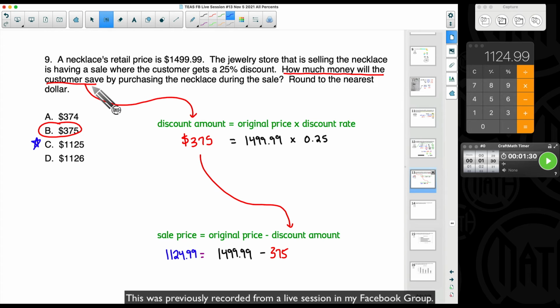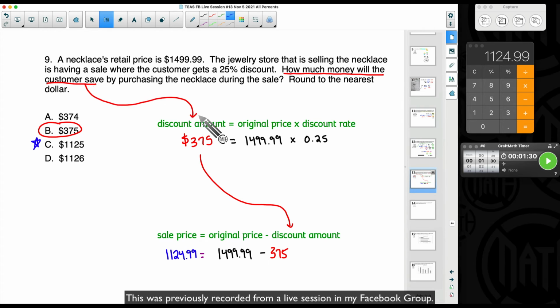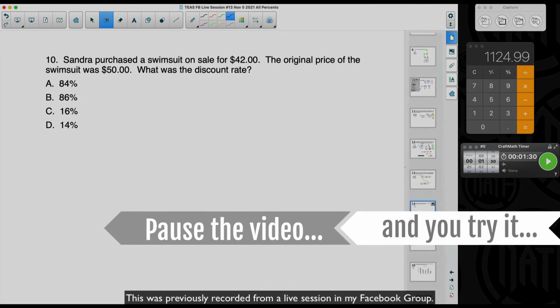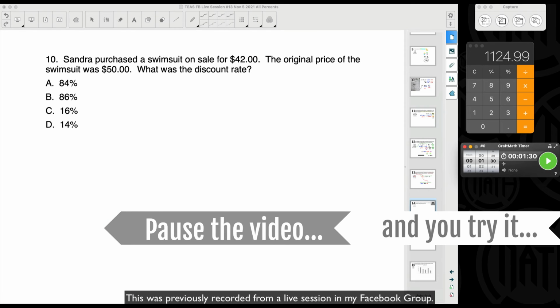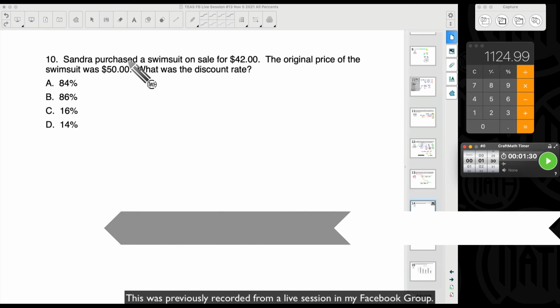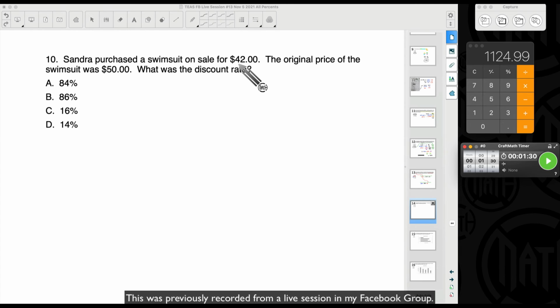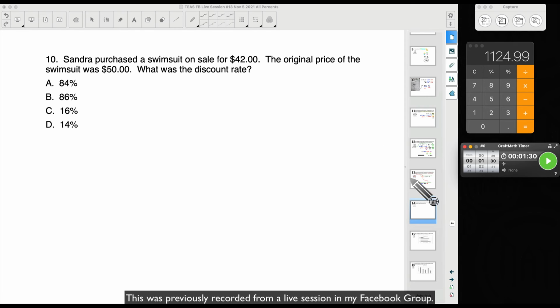So I think I have a trickier discount problem coming up. Number 10, we're almost done, folks. All right, so what are we given here? Sandra purchased a swimsuit on sale for 42 bucks. The original price was 50 bucks. What was the discount rate?